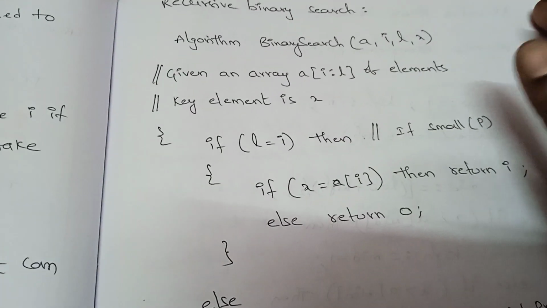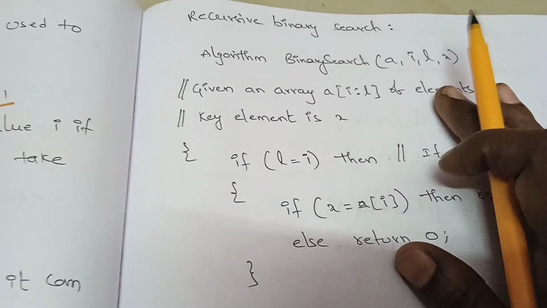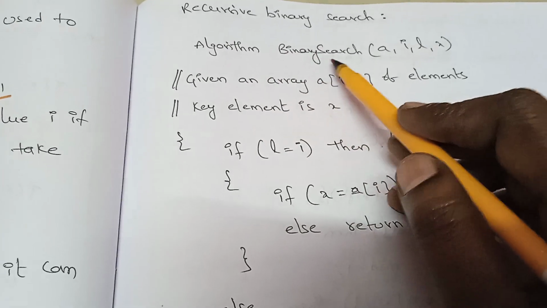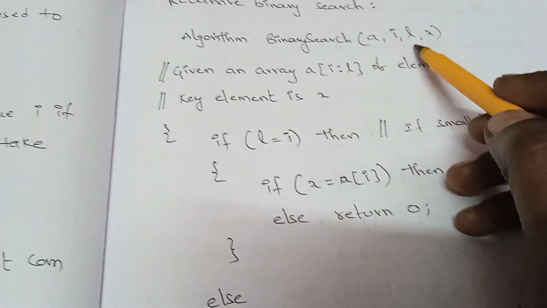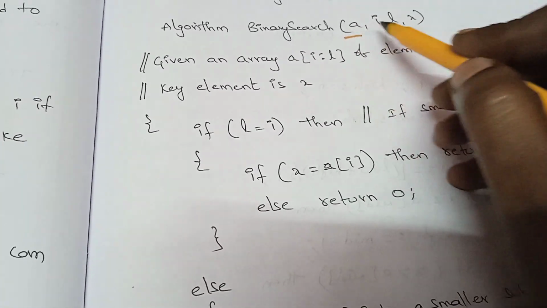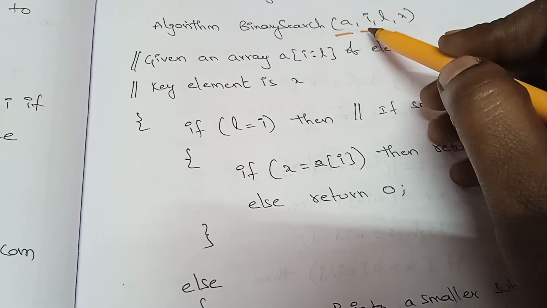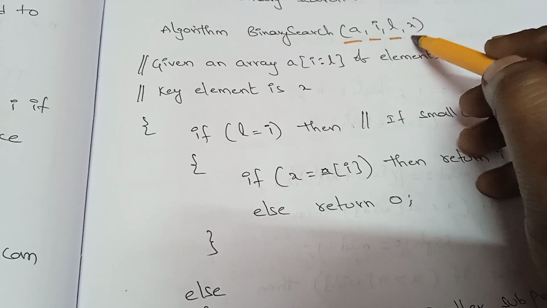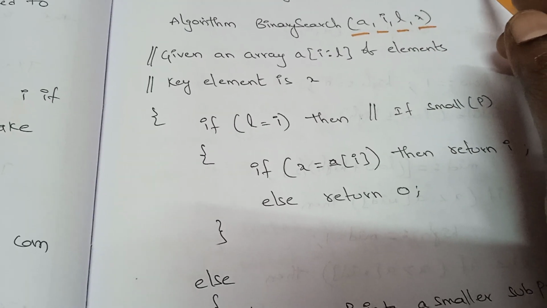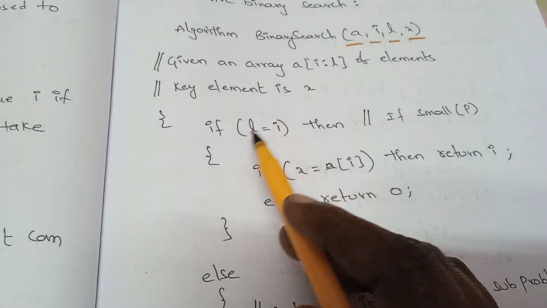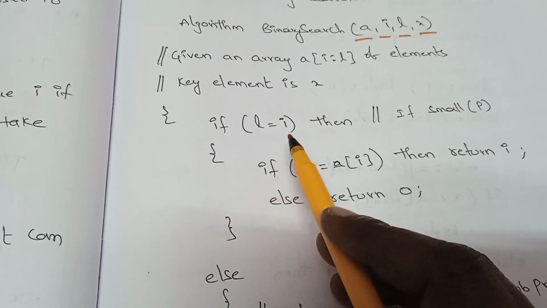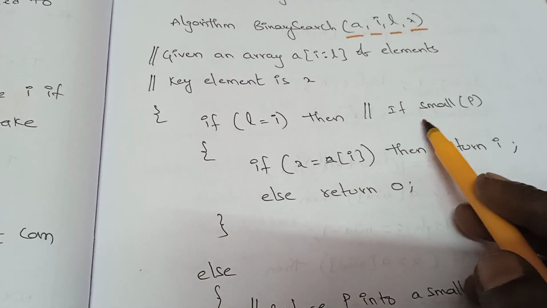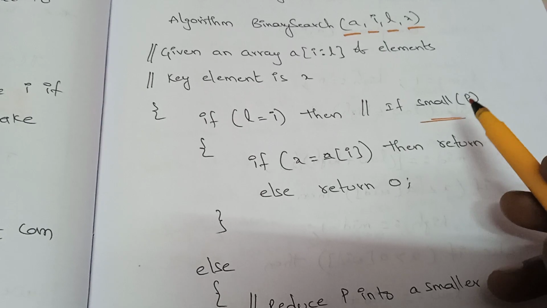Now look at the algorithm. The recursive binary search algorithm is: algorithm binary search A, I, L, X. What is A? My array. What is I? The starting index of the array. What is L? The highest index of the array. What is X? My key element. Now go ahead. If L is equal to I, what does it mean? You have only a single element.